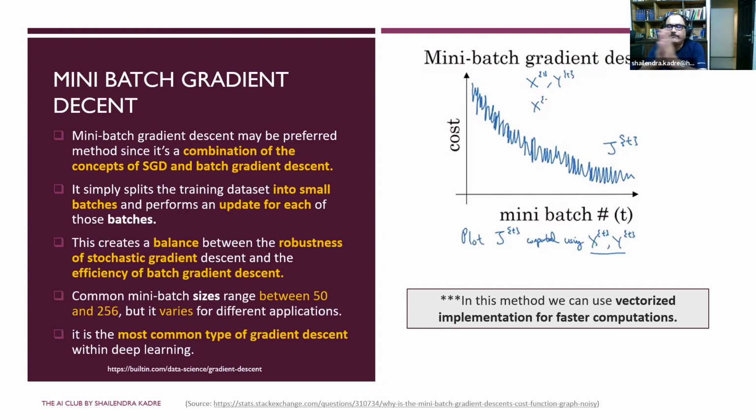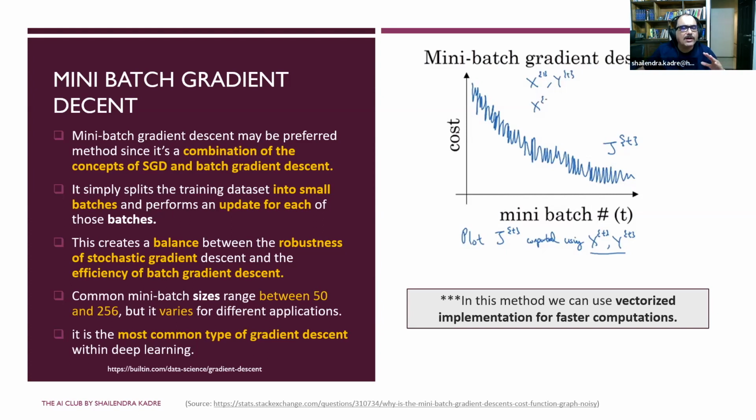Then the next batch of 50 records will come. We'll accumulate the derivative, take the average, and apply the second update. So if you have 1 million records, how many updates will there be? 1 million divided by 50. That many updates will be there. And this method combines the benefit of stochastic gradient descent as well as batch gradient descent.